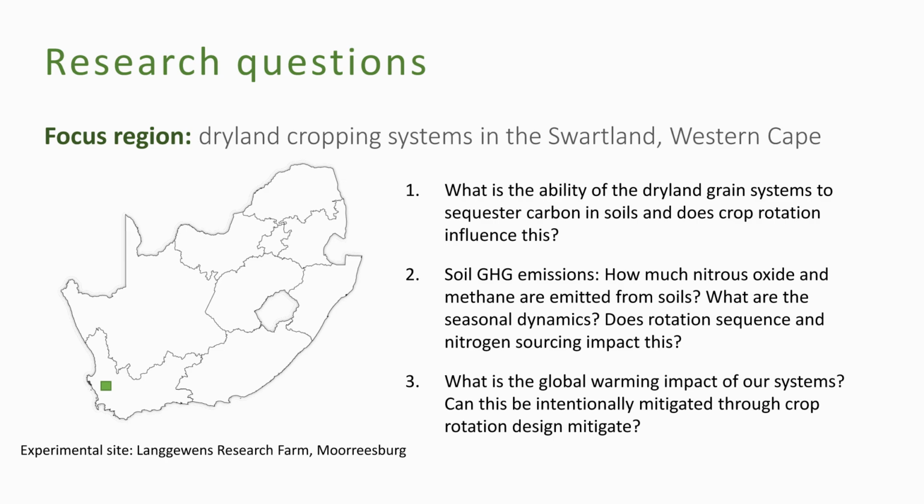So how can you use these farming systems to suck carbon dioxide out of the atmosphere, which is a greenhouse gas, and store it into the soils? And is there any difference between different rotation systems? The next question I had was specifically around soil greenhouse gases.